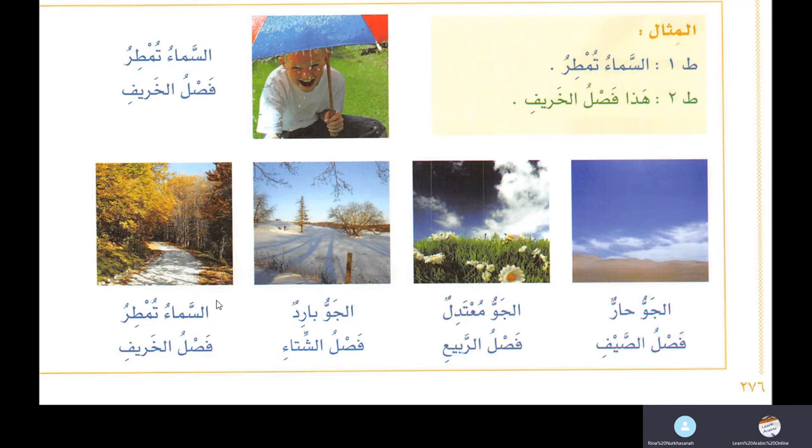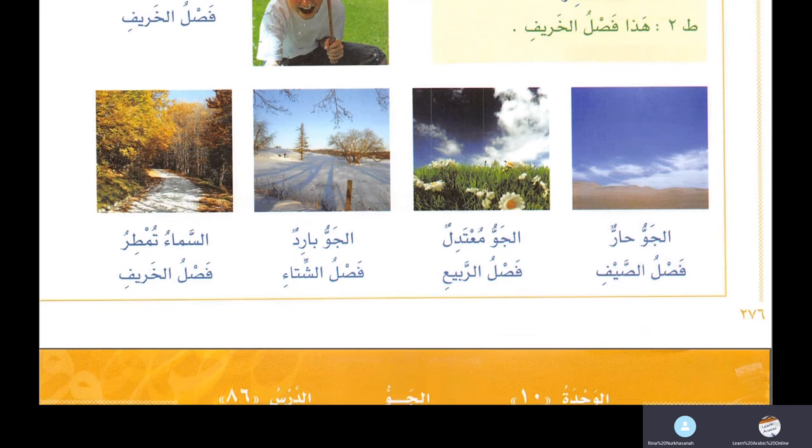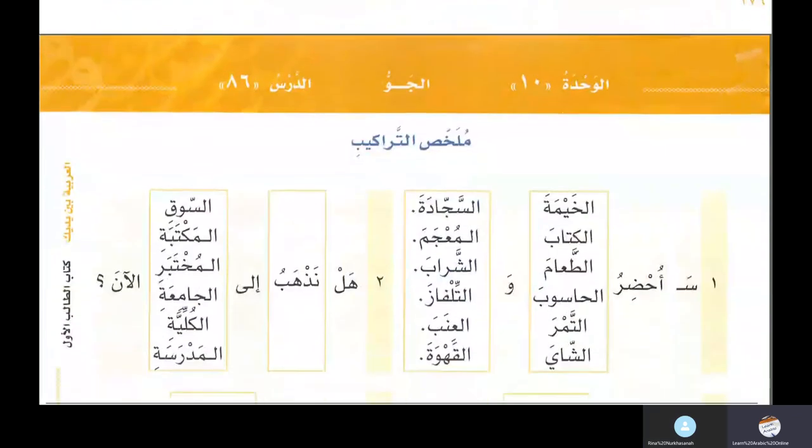Right. What is that? This type of road, my favorite. Sama means sky. As-sama'u tumtiru means it is raining. Oh, okay. The sky is raining. Yes.